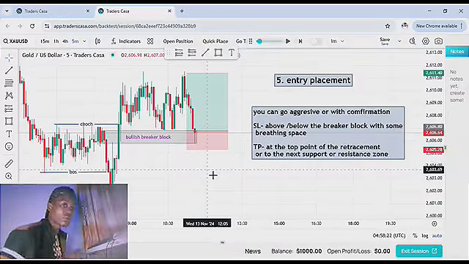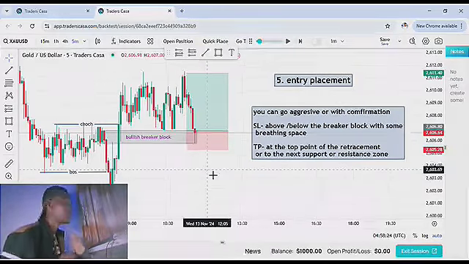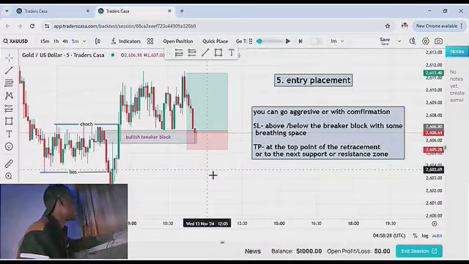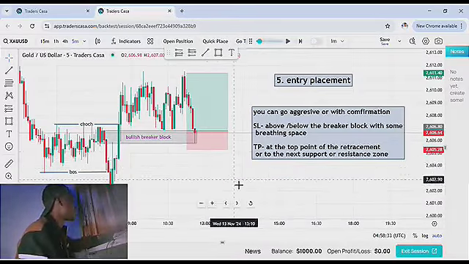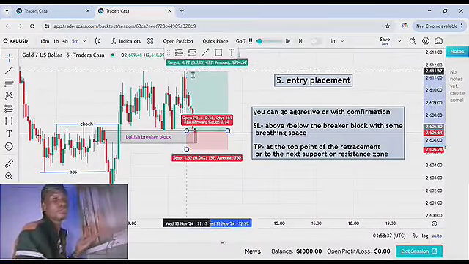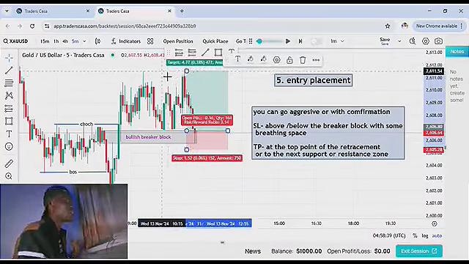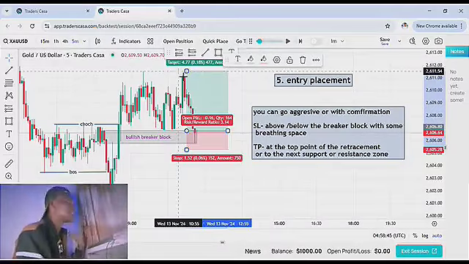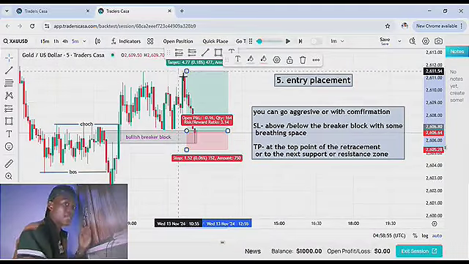So don't tighten your stop loss. You have to give it a little bit of breathing room so it can breathe. And as for your take profit, you should take your take profit to the top, from where the retracements come from, or where you choose to take your profit, either at the next resistance zone or support. At the next resistance zone, because this is a buy, wherever. But the best place to place your take profit is at the point it started retracing.